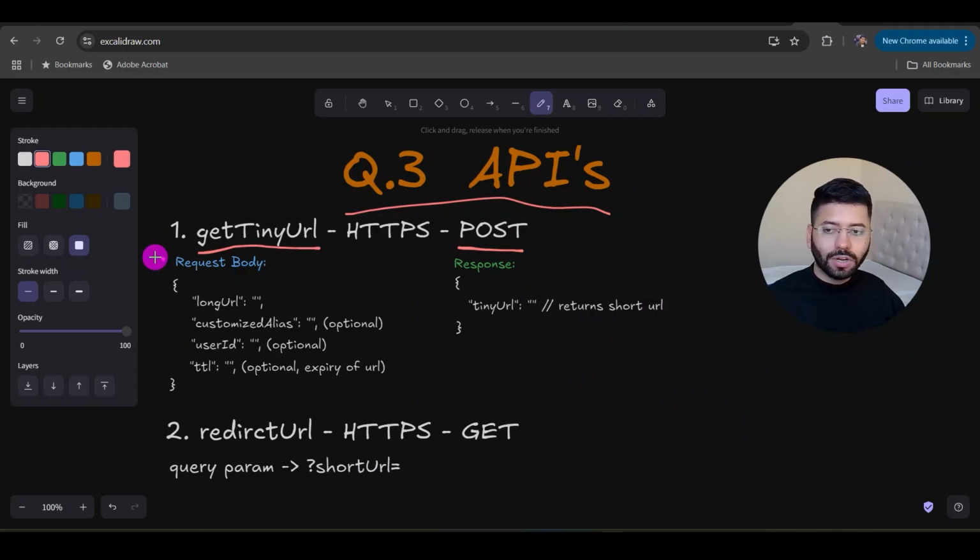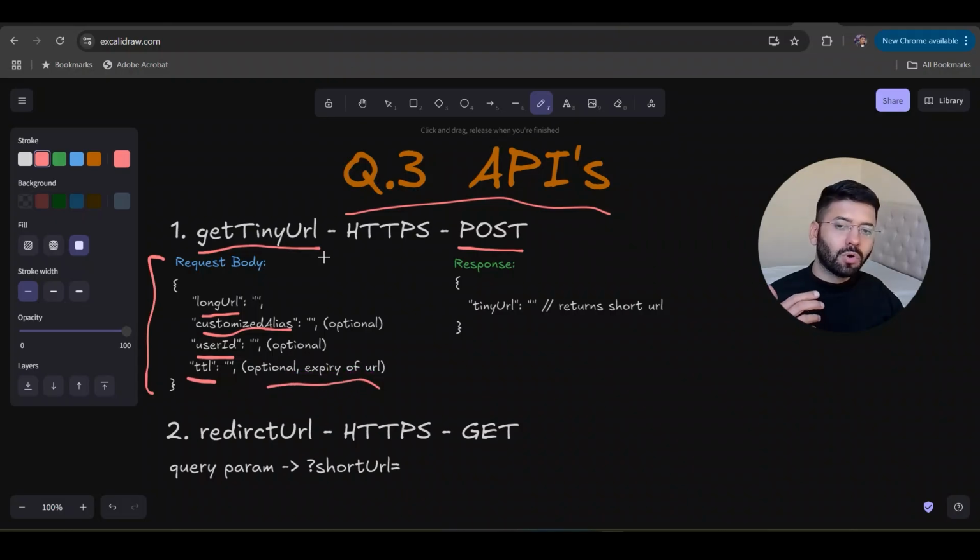So the request body is something like this. You can see it contains the long URL. It also has something like a customized alias, because that was mentioned in the functional requirement, but it's optional. Apart from that, we also have the user ID. That's also optional. It would be required if we talk about the sign in case, which is not always required, so it's optional. And I've also mentioned the TTL, which is related to expiry of the URL.